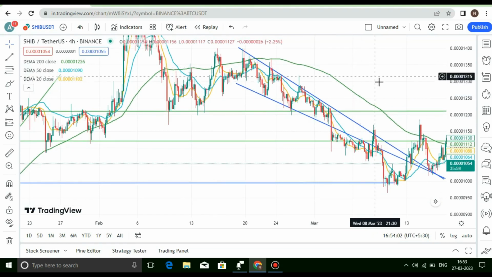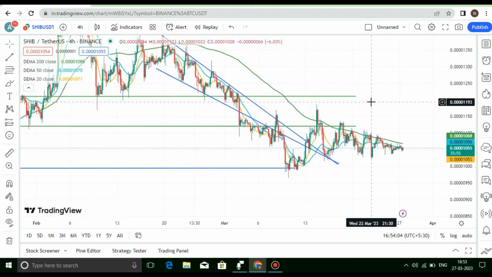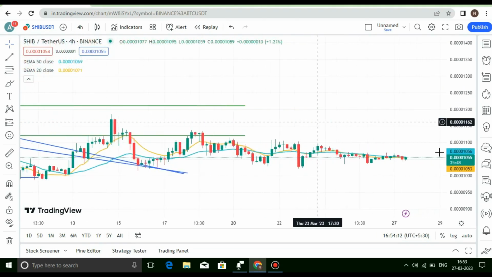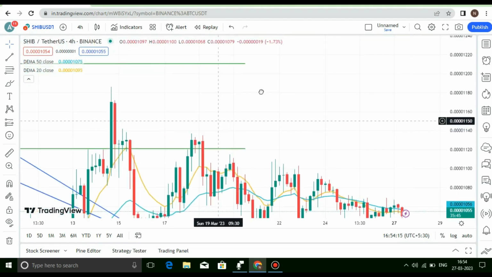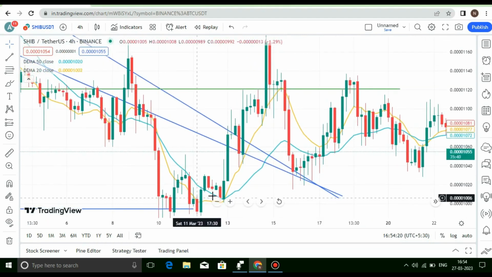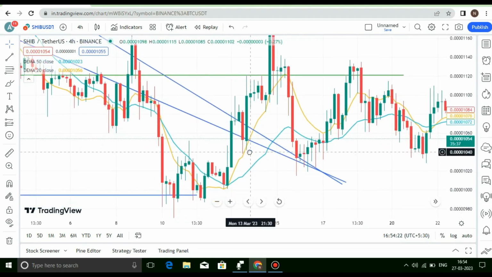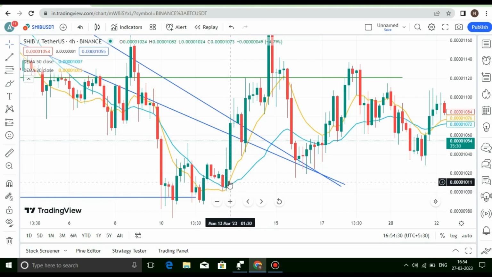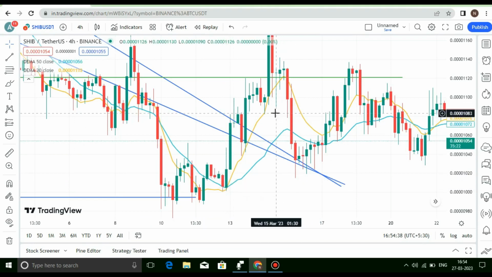Now let us see the movement of indicators. First of all, let us cancel the 200-day exponential moving average, because it is of no use over here. And here we have it, the 50-day and 20-day exponential moving average. So here you can see in the 4-hour chart, the yellow line is the EMA of 20-day, which is the fast moving average, and it has crossed the sky blue line, which is the EMA of 50-day, from the below side, and then the price of Shiba Inu goes up.